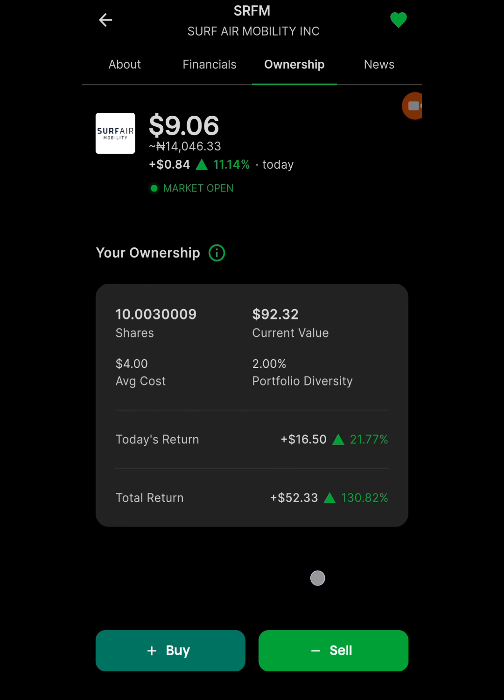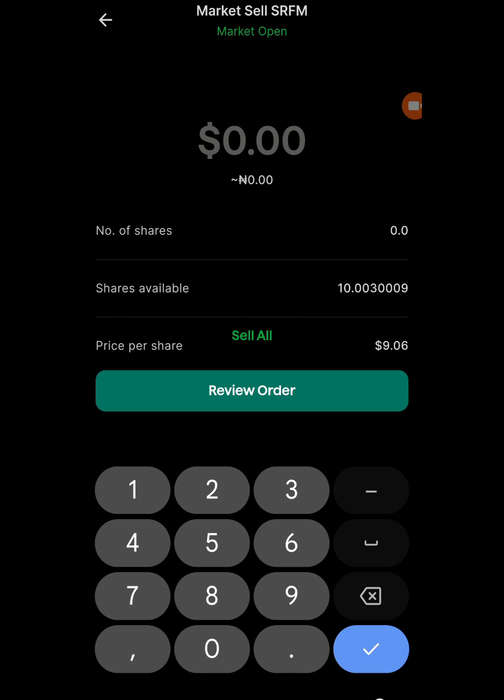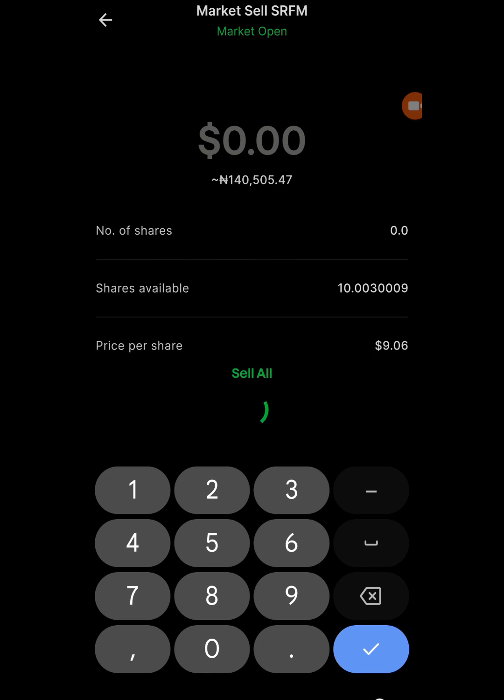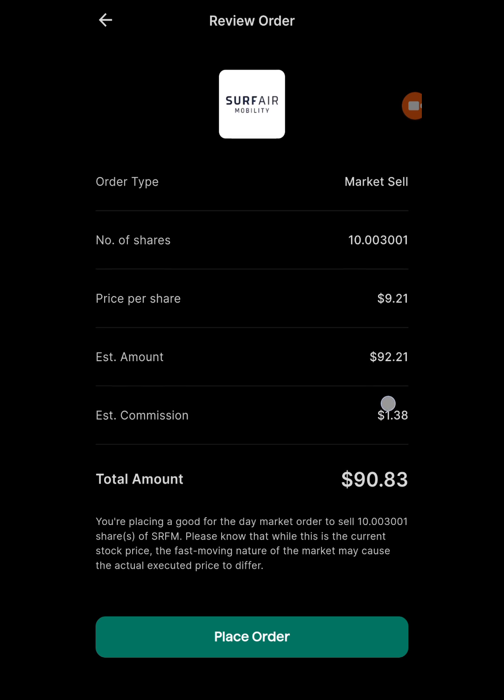So I'm going to refresh again. As you can see, it's 130%, right? I have 10 shares. And total everything now is $92, right? So if I'm selling half, it means I have to sell half of $92, right? So I'm going to click on sell now, and then pretty much instead of clicking on sell all, which will be again $92, of course Bamboo will take their commission.